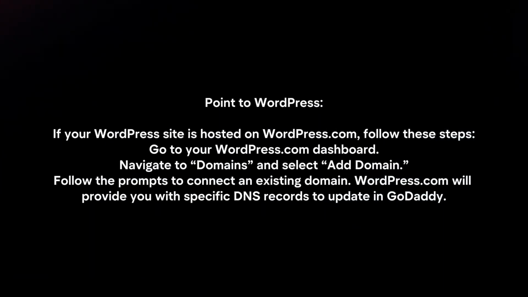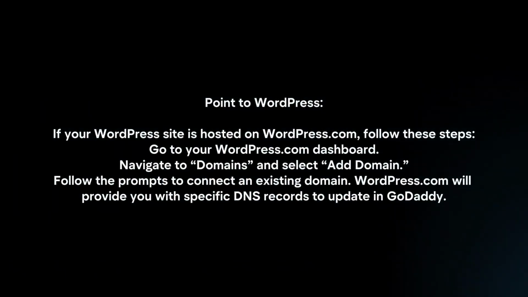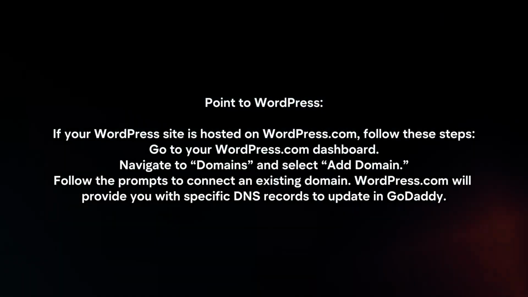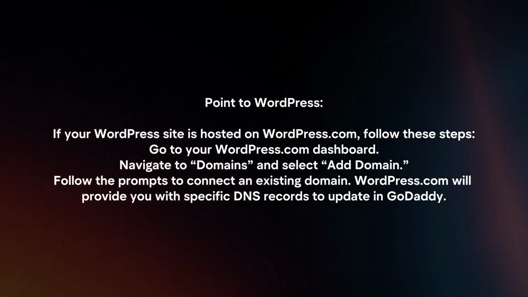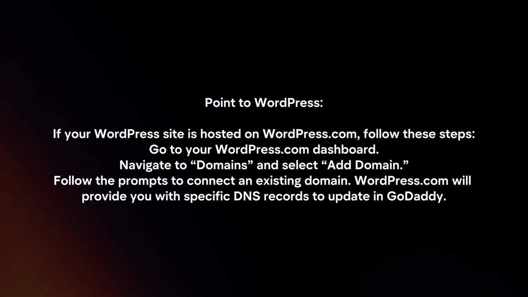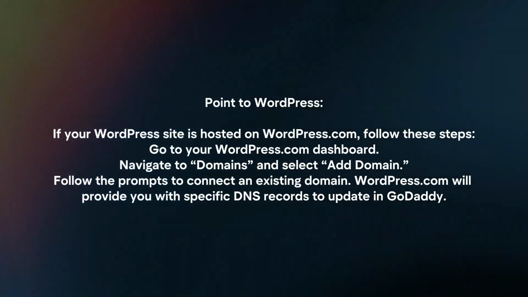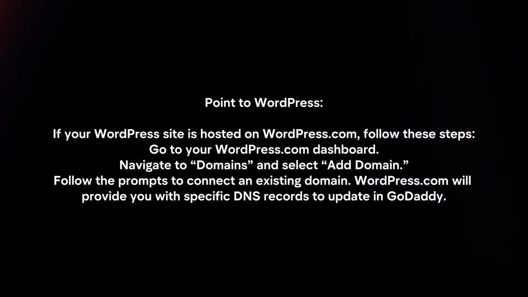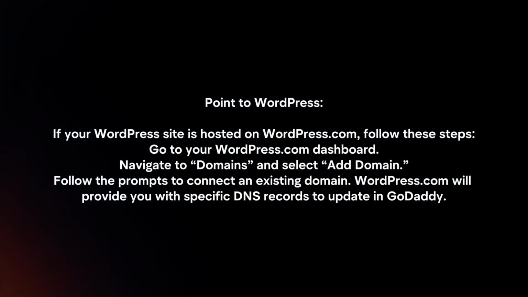Point to WordPress. If your WordPress site is hosted on WordPress.com, follow these steps. Go to your WordPress.com dashboard. Navigate to domains and select Add Domain. Follow the prompts to connect an existing domain. WordPress.com will provide you with specific DNS records to update in GoDaddy.